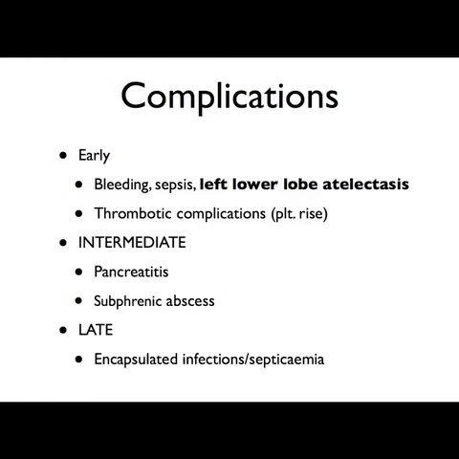The other thing to be aware of is thrombotic complications. There may be a paradoxical rise in platelets soon after splenectomy, often with platelet counts going quite a bit above 1,000, and obviously this is not desirable, and patients may need to be treated with antiplatelet agents such as aspirin. Intermediate complications include pancreatitis and subphrenic abscess, and the late complication, another very important complication, is infections with encapsulated bacteria.